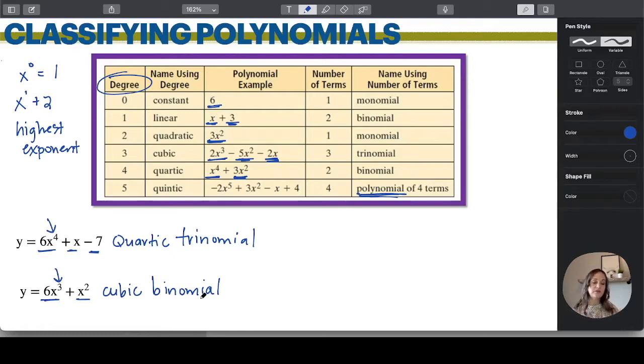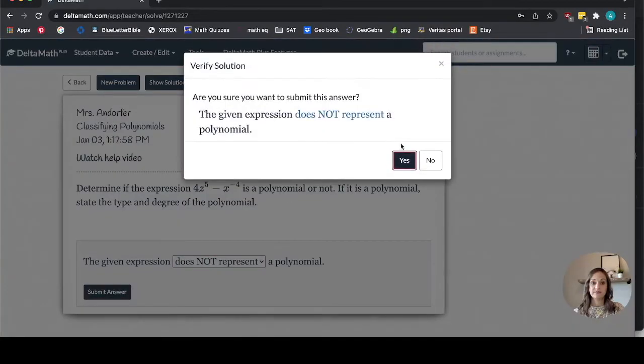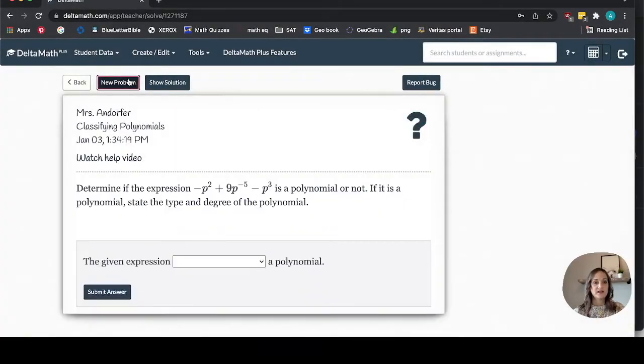So now let's do a little bit of practice of classifying using the vocabulary of polynomials. Beginning with this expression, we want to know, is this a polynomial or not? If you look at the exponents, this exponent has a negative with it, and so therefore automatically this does not represent a polynomial. If you look at this expression, we have a p squared, okay, that is an algebraic expression. Now we have p to the negative 5. Again, because it is a negative exponent, it is not a polynomial.